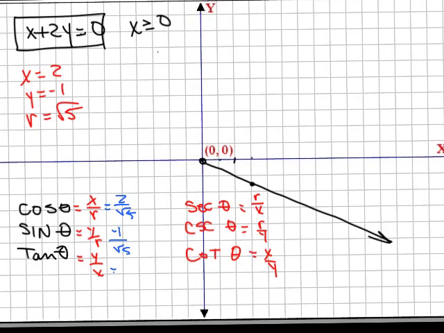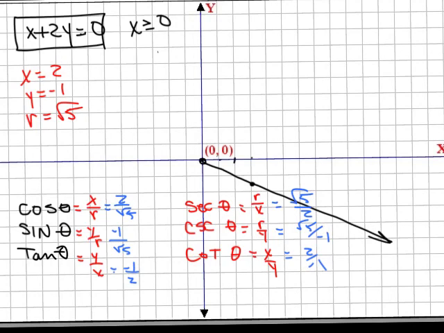Y over x would be negative 1 over 2. R over x would be square root of 5 over 2. R over y would be square root of 5 over negative 1. And x over y would be 2 over negative 1. So there's all 6 of our trig functions.